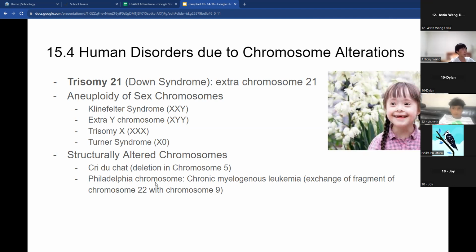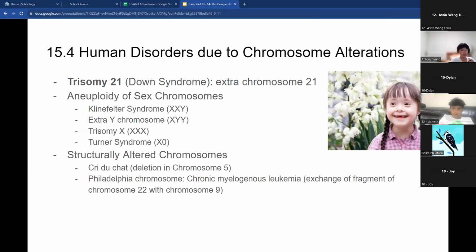Structurally altered chromosomes. These are two that you should maybe keep in the back of your mind, know their names. Cri du chat. This is a deletion in chromosome 5, not of chromosome 5, but deletion in chromosome 5.